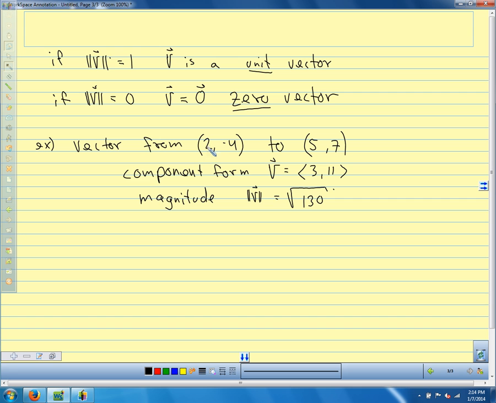And this tells us to go from 2, -4 to 5, 7. We move 3 units in the x direction and 11 units in the y direction. So that tells us our direction, and these tell us our magnitude. That's how we find our magnitude. Questions on how we did that?